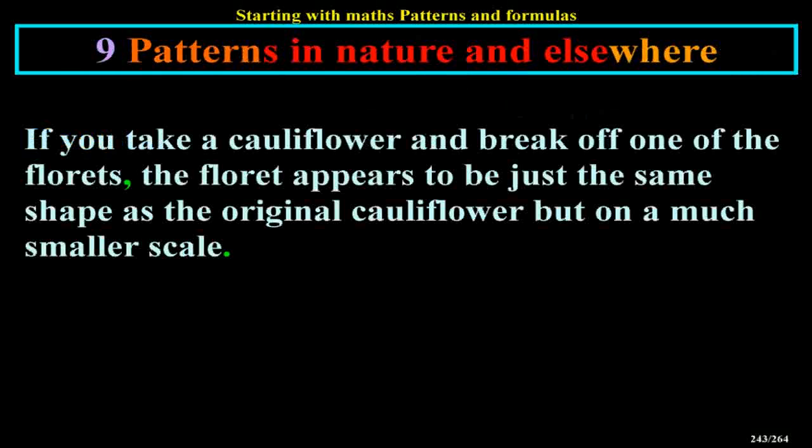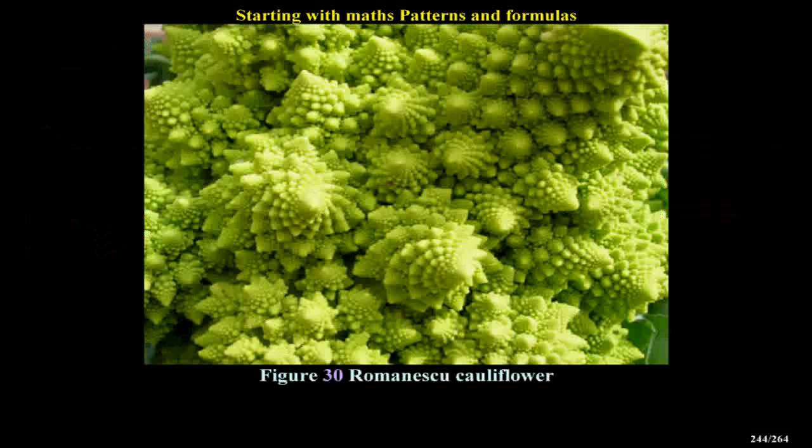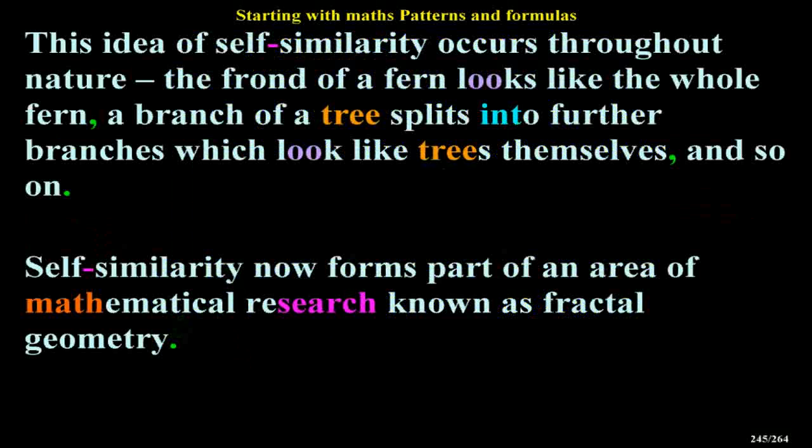If you take a cauliflower and break off one of the florets, the floret appears to be just the same shape as the original cauliflower but on a much smaller scale. Figure 30: Romanesque cauliflower. This idea of self-similarity occurs throughout nature. The frond of a fern looks like the whole fern, a branch of a tree splits into further branches which look like trees themselves, and so on.